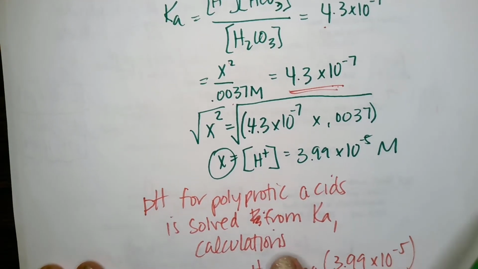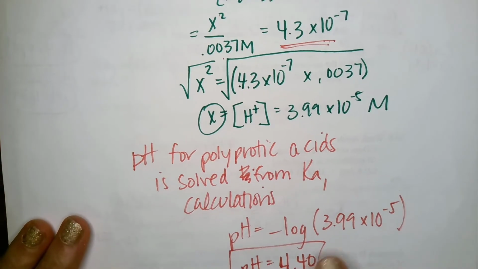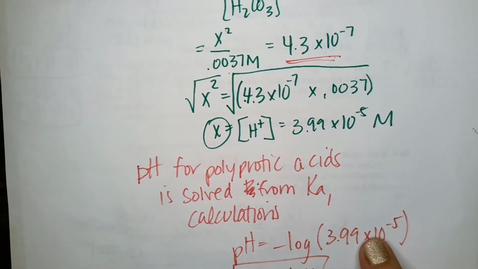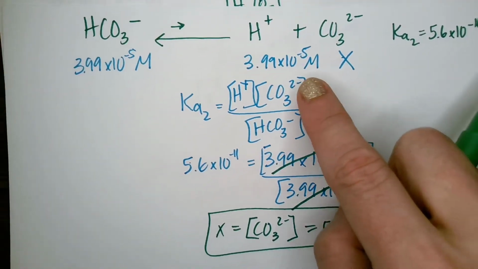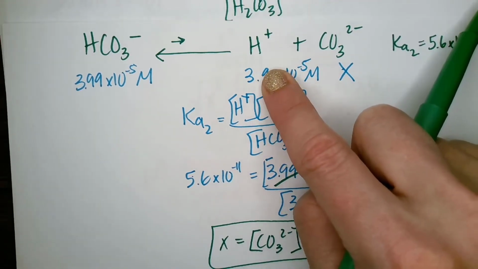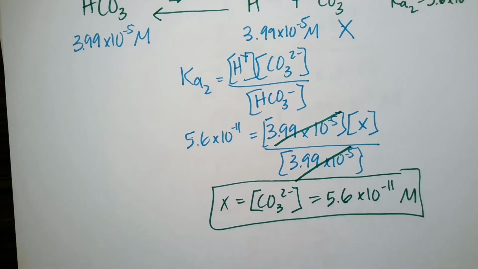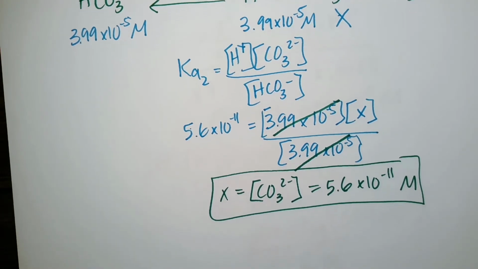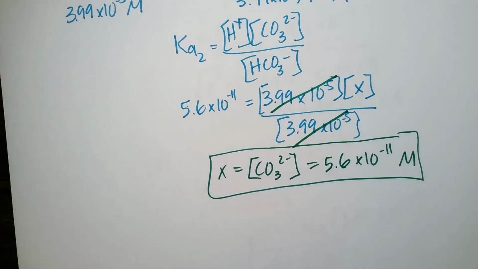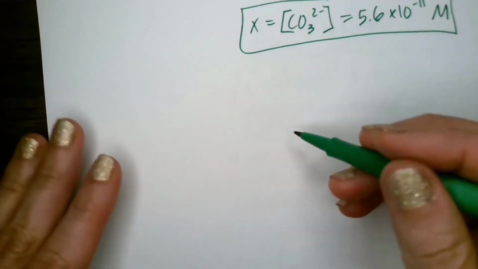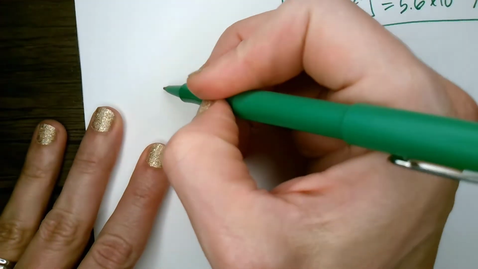Then we notice for Ka1 that the pH for our polyprotic acids was solved from Ka1 calculations. So this number that I found for H plus was also the same one for Ka2. If there was a Ka3, my H plus would be the same for all subsequent polyprotic calculations. So let's look at an example where I have a triprotic acid.